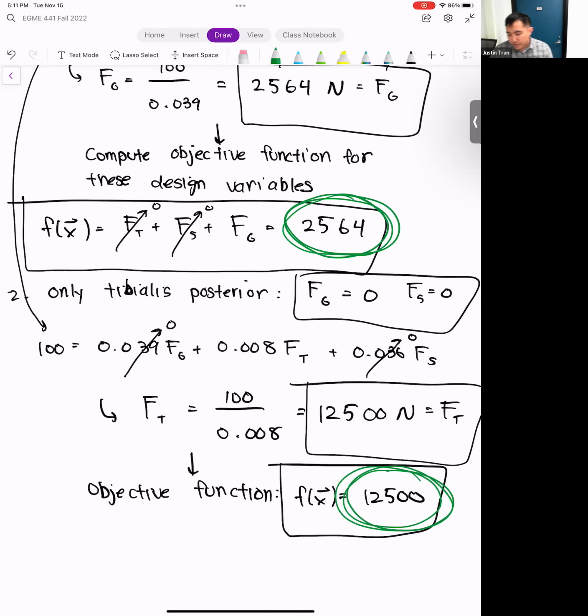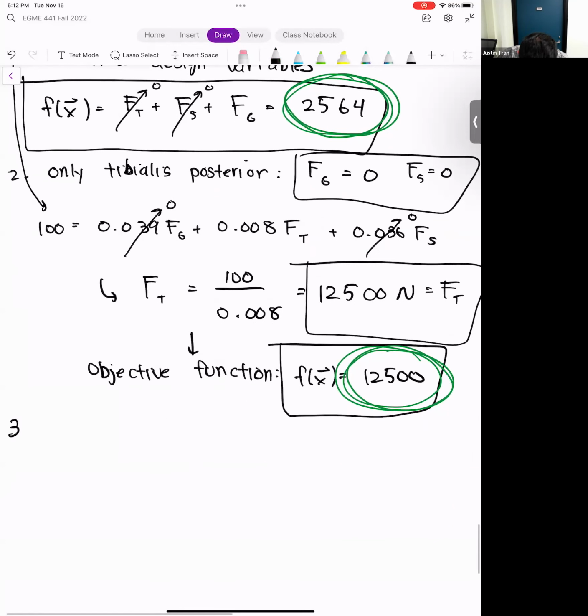And so if you compare that to our previous objective function, so for our first guess, we got an objective function value of 2,564. Okay. And remember, we want to minimize the objective function. And so based on that, which one of these gives us a better solution? First one, right? And so right now, the first one is leading the way. And so our second guess didn't turn out good. Okay. Let's do one more guess.